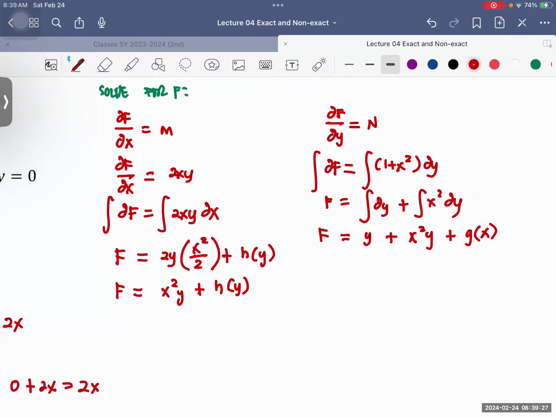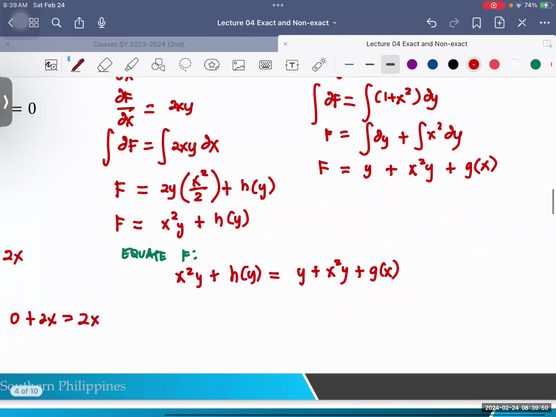So, we equate f. Okay, karon tan-aw na to, class. Unsa to mga cancel? Of course, dapat na kay makuha diha, class, nga same nga mga terms, no? So in this case, ang same term na to is kani. Okay? So ato na i-cancel.